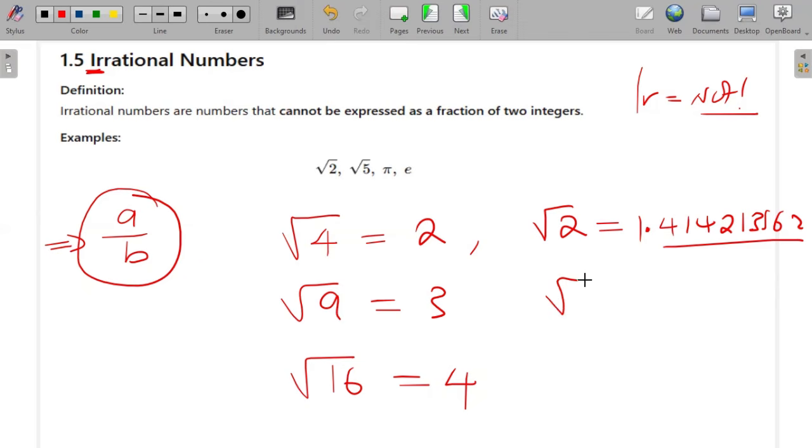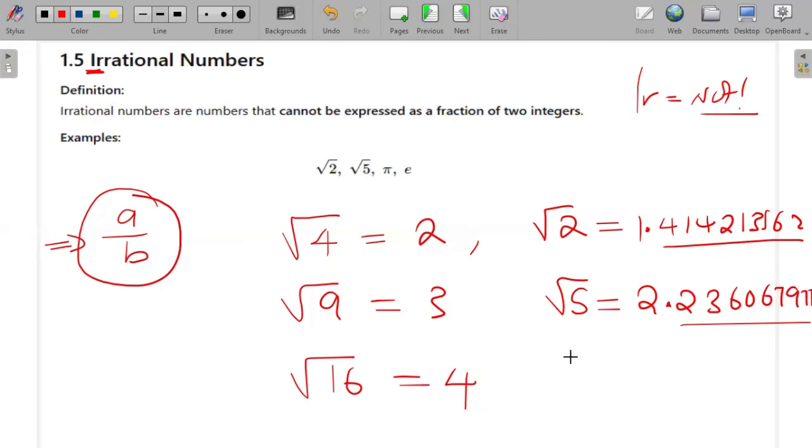Another example is the root of 5. If you punch root of 5 on your calculator, you're going to get 2.236067977. You should try it on your calculator, you're going to get exactly this. So you see that the decimal places I'm getting are non-repeating and endless. If you have such a number, just know that it's an irrational number.